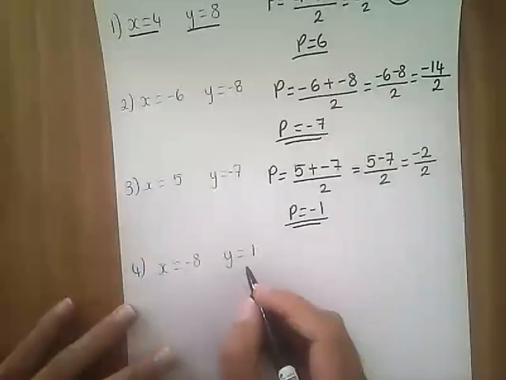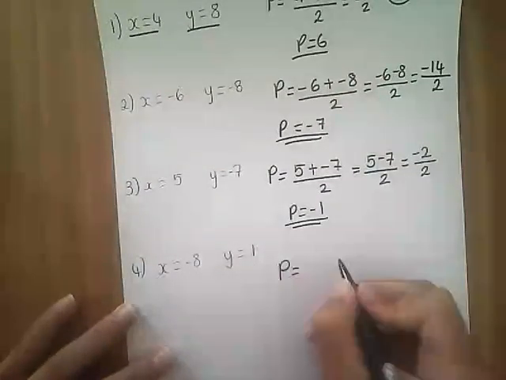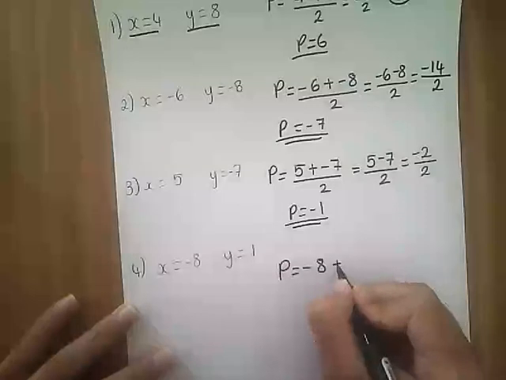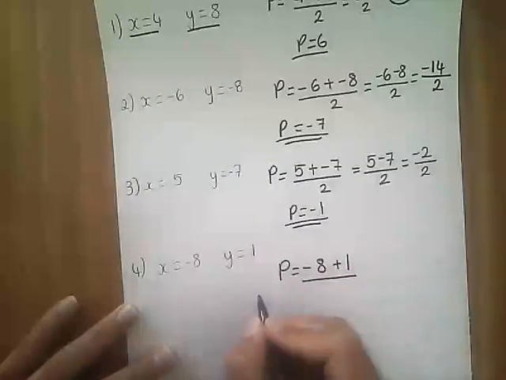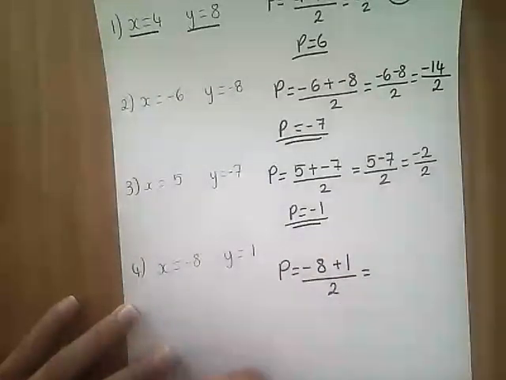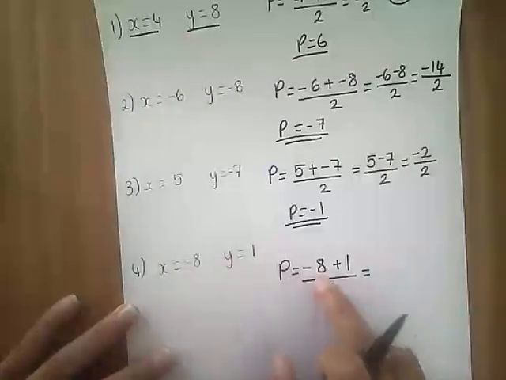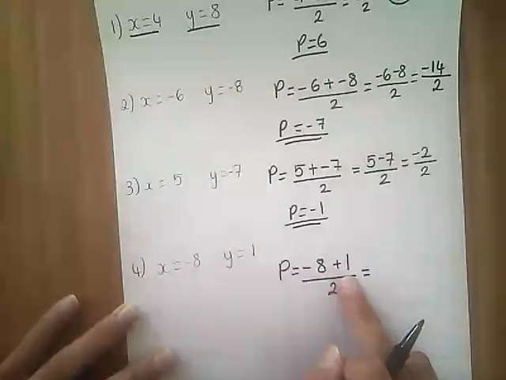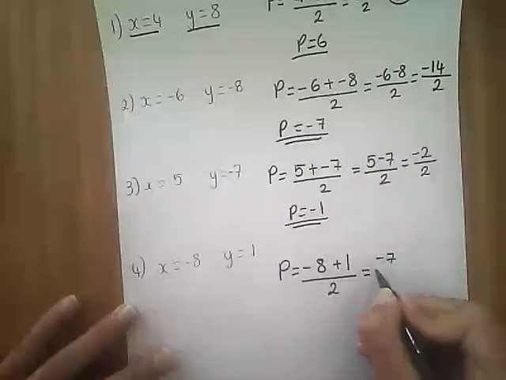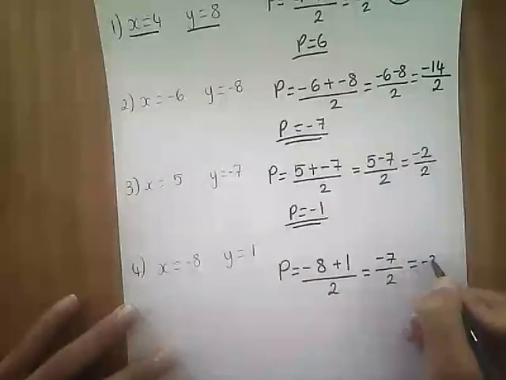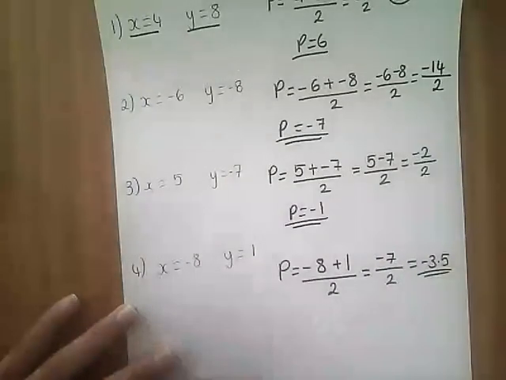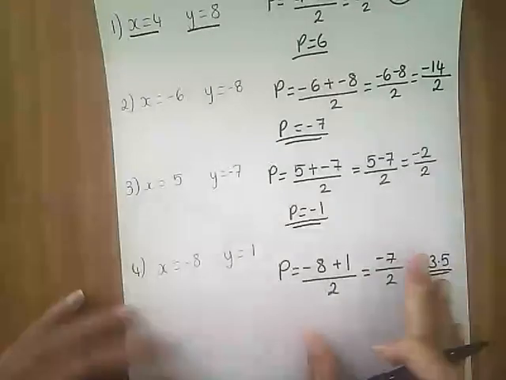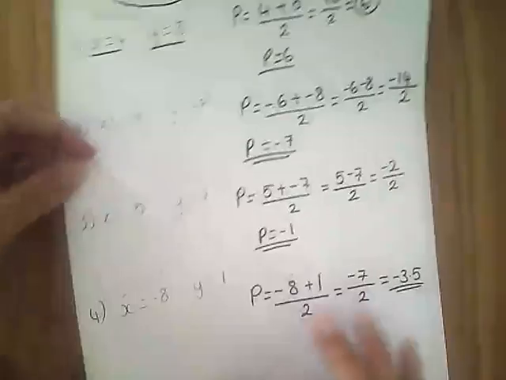Okay, question 4. X is minus 8. And y is 1, so we've got minus 8 plus 1 divided by 2. Minus 8 plus 1, it's minus 8 degrees and it's getting 1 degree hotter, it's going to be minus 7. Minus 7 divided by 2 is minus 3.5. Okay, that's a nice bit of substitution. We're going to look at the next bit now.